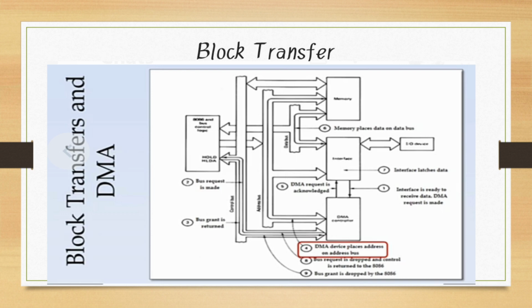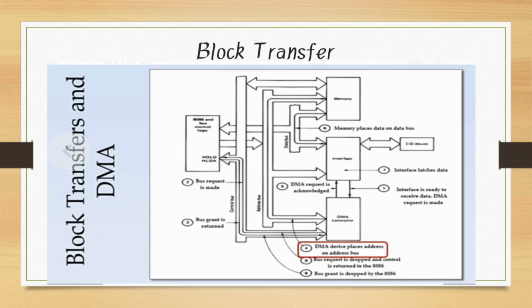And next, coming to block transfer. Block transfer is nothing but using the DMA controller in the 8086. Normally the 8086 has two signals, hold and hold acknowledgement. These signals are used for the DMA controller. Suppose we interface the I/O devices with the 8086 through the DMA controller. First the interface is ready to receive the data from the CPU, and then a DMA request is made.